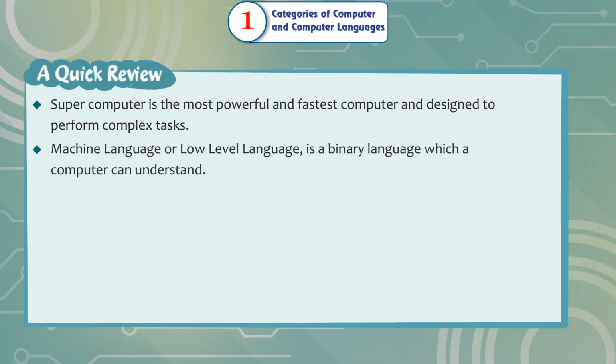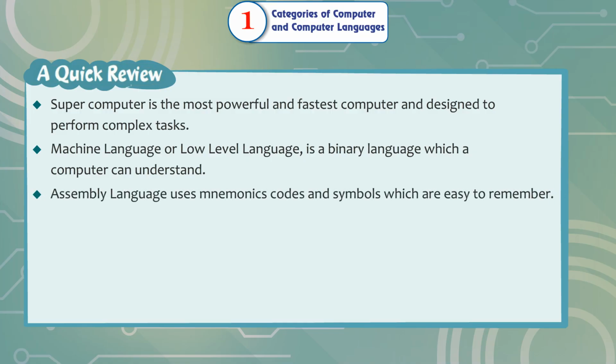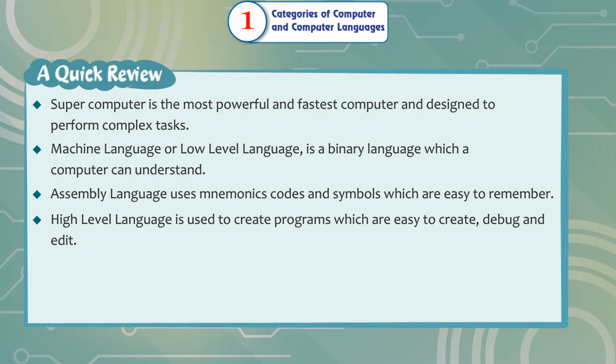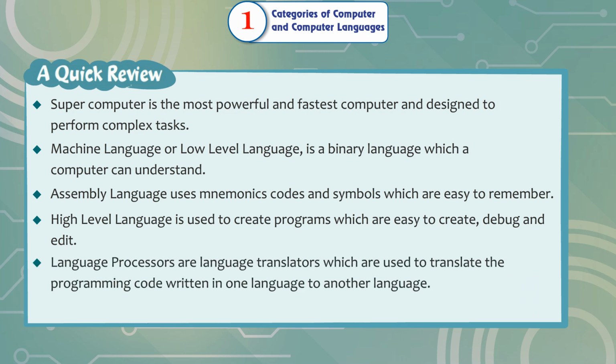Machine language or low-level language is a binary language which a computer can understand. Assembly language uses mnemonics code and symbols which are easy to remember. High-level language is used to create programs which are easy to create, debug and edit. Language processors are language translators which are used to translate the programming code written in one language to another language.